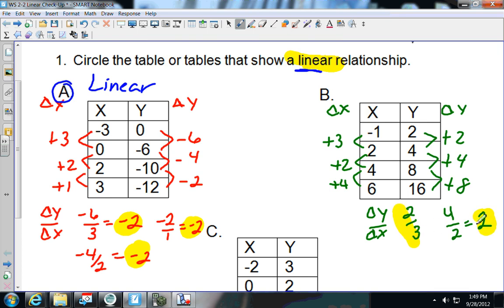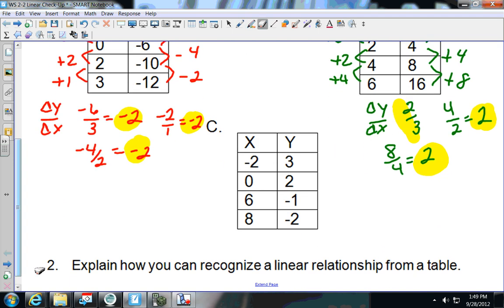2/3 and 2, already I know they don't match up. Well, the next one said 8 over 4, which does equal 2. These two are the same, but all three of them are not. This is not linear. It will not make a straight line. If you don't believe me, graph the points. Oh, I don't want to circle it. Silly me. The next one, letter C.